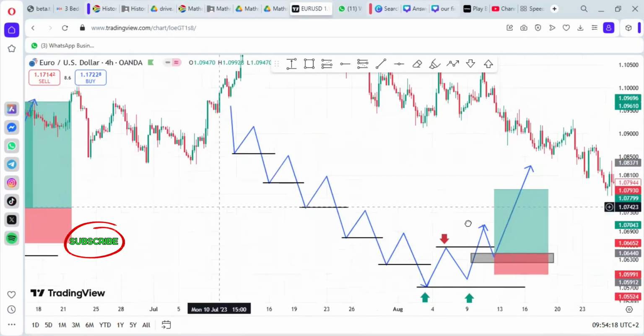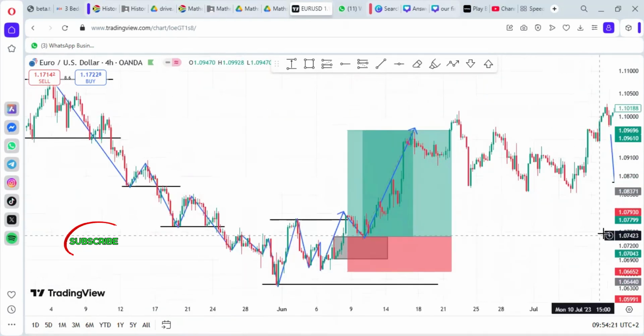So what you just need to do is understand how the market moves. If the market is going down, it will keep on creating new lows. But the minute it fails to break and create a new low, that's a sign that the market might be reversing.